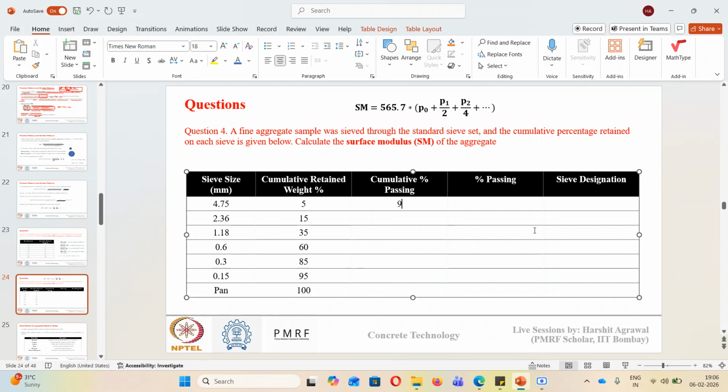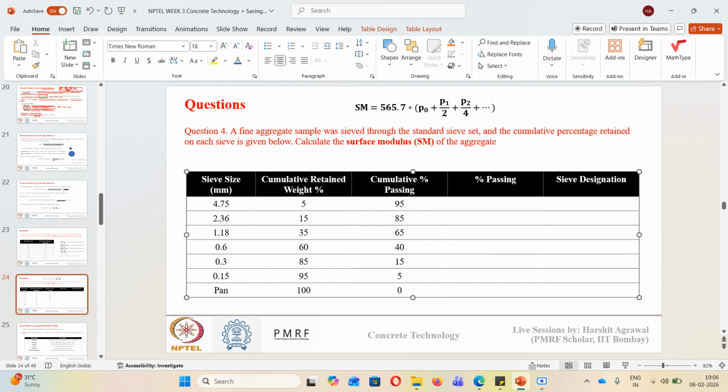So 100 minus 5 is 95. 100 minus 15 is 85. Then 65, 100 minus 35; 100 minus 60 is 40, 100 minus 85 is 15, then 5, and this is 0. Now we need to get percentage passing between two sieves.